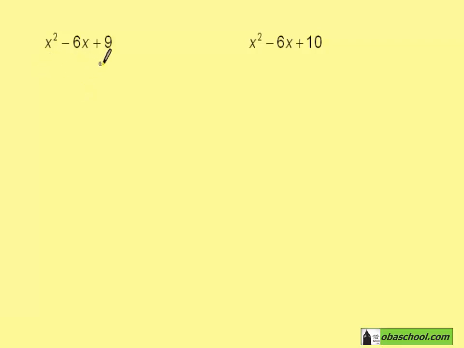Consider x squared minus 6x plus 9. If we have x minus 3 all squared, and we want to expand this, this is x minus 3 multiplied by x minus 3.